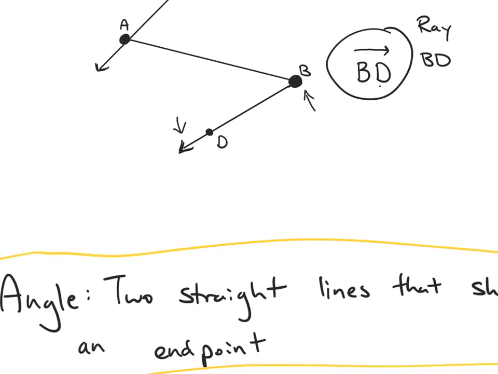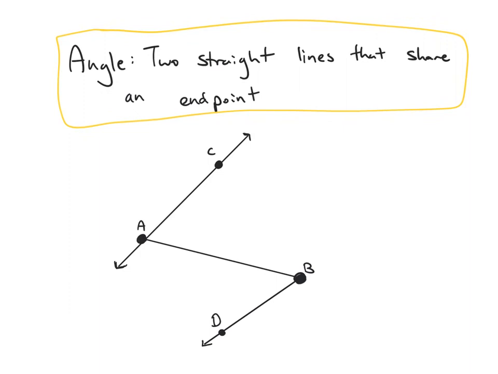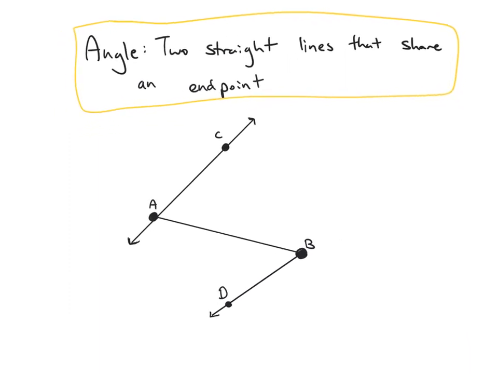All right, and the final term we're going to be covering in today's lesson is an angle. An angle is two straight lines that share an endpoint. So I'm going to be creating an angle here that's going to be sharing the endpoint of point B. So I'm going to create another ray that comes out from point B. And since this is a ray, it's going on forever and ever and ever. And let's go ahead and put point E along that ray. And what we've done is we've created an angle.